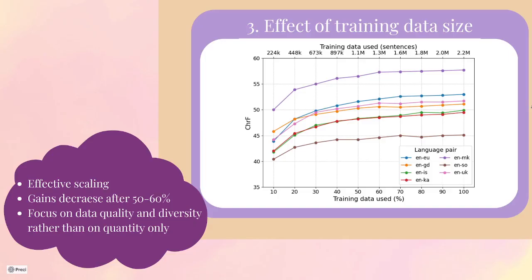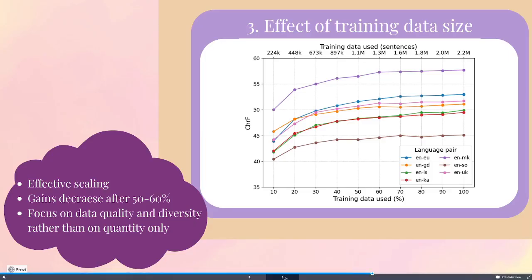So for example, if we look at English-Basque, which is the line in color blue, we can see how there is quite a big jump from 10% to 60%, but then from 60 to 100%, the increases are much lower. So this tells us that basically if you want to work on synthetic data generation, you have to focus on data quality and diversity rather than on quantity only to see further gains.